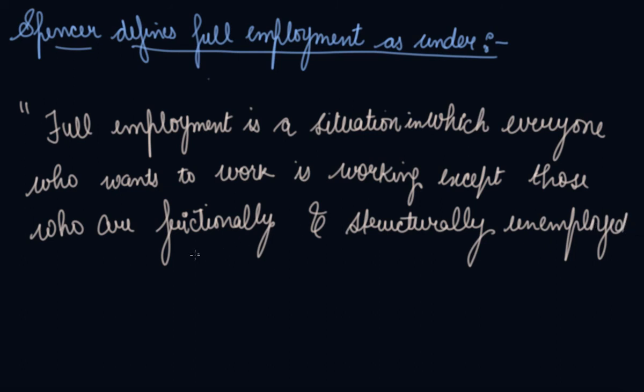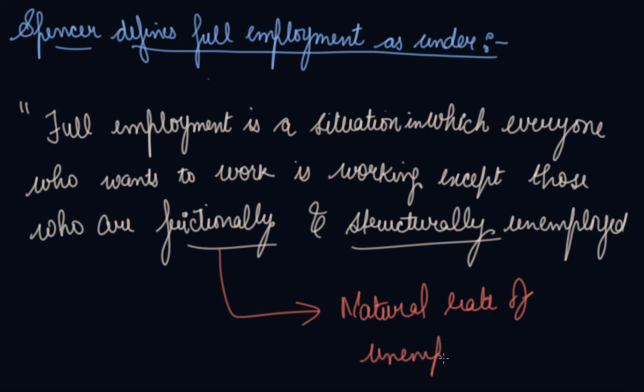We will be discussing frictional and structural unemployment in the coming video, where we will study the types of unemployment. So it is clear from the above definition that in a situation of full employment, there is some kind of unemployment, and this is known as the natural rate of unemployment. Frictional and structural unemployment is also known as the natural rate of unemployment, which means it exists naturally even in the state of full employment. So full employment is a level of employment associated with a normal level of unemployment. So at some level of full employment, there will be unavoidable unemployment, which is caused due to frictional and structural unemployment.